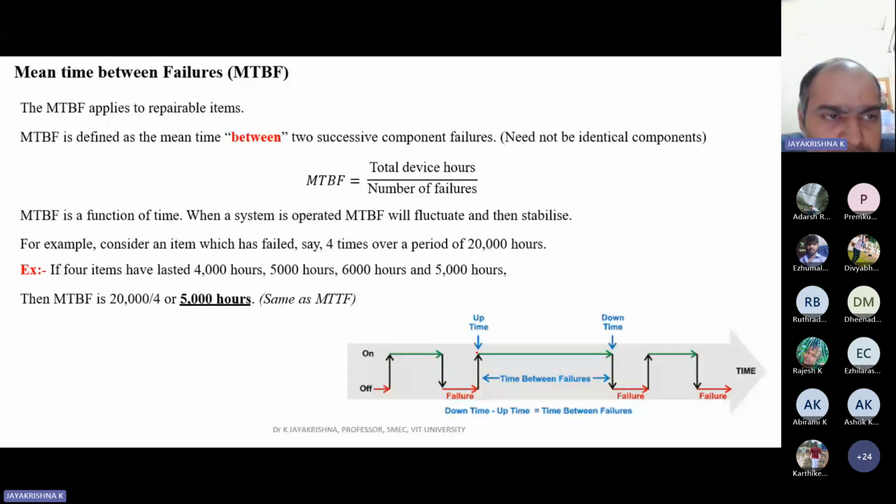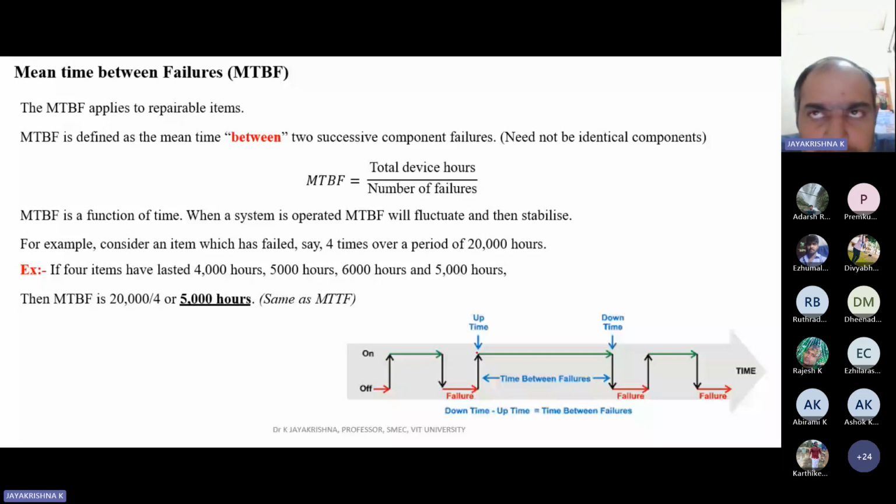Okay. So MTBF means mean time between failures. That means first I'm buying a tire, it's getting punctured, I'm fixing it. Again I'm using the tire, again it's getting punctured, I'm fixing it. Again running, again puncture, again fixing. Like this I can use the tire for as many punctures as it gets. This is the time between two successive component failures. But this time need not be equal.